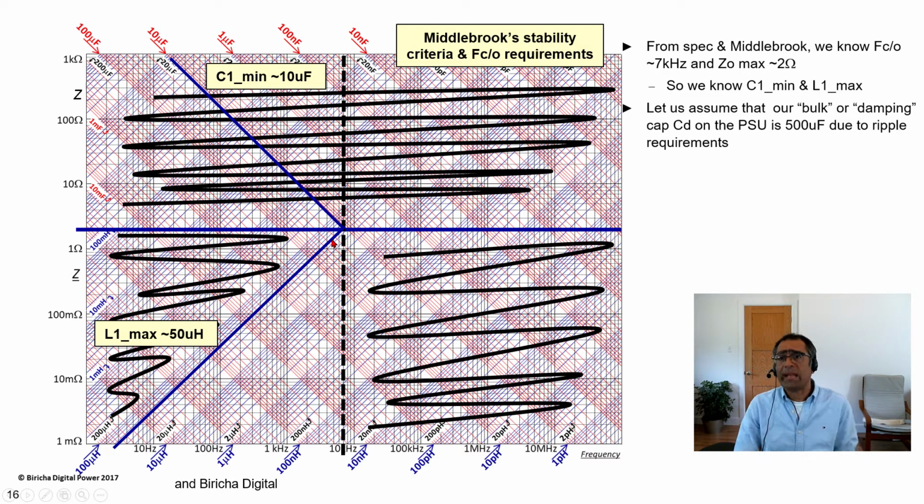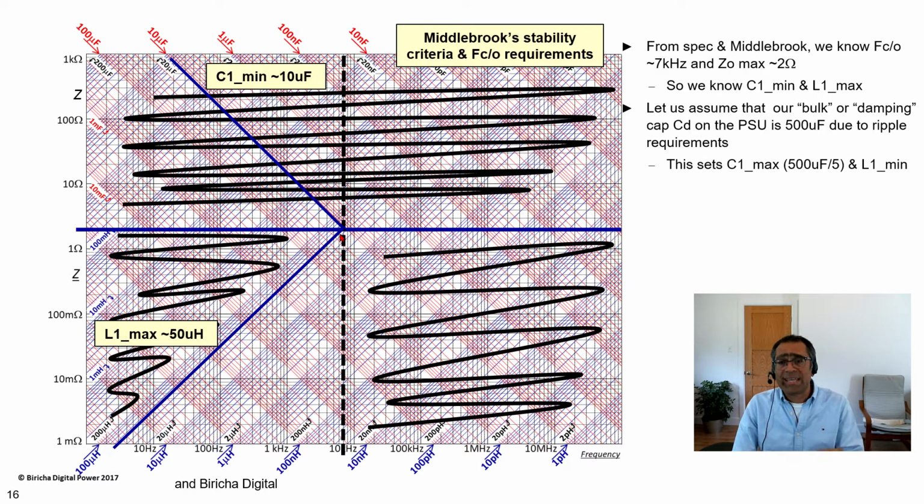Then let us assume that our bulk or damping capacitor is already soldered on the power supply. This is actually often the case because when you design the power supply, the bulk capacitor on the input is specified as a result of ripple requirements of the power supply. So you find yourself that you've already got a couple of 100 microfarads worth of electrolytics already soldered onto the input of the power supply even before filtering. So let's say that the power supply designer has already soldered a 500 microfarad capacitor due to a ripple requirement.